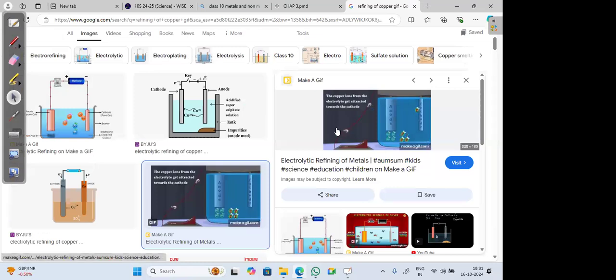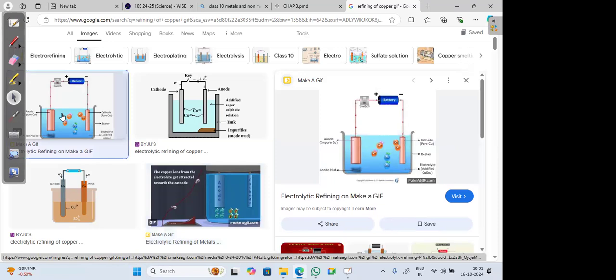Okay. So here, can you see the copper atoms from the solution? You can see from the solution, copper ions are moving onto the negative electrode. They are getting deposited over here. The anode mud, or the impurities, remain over here and get deposited at the bottom. You can see the same thing over here, how it works.